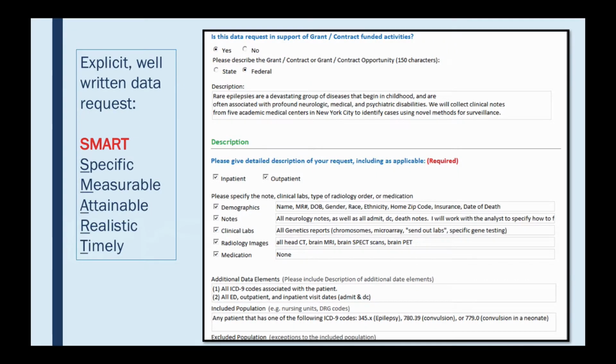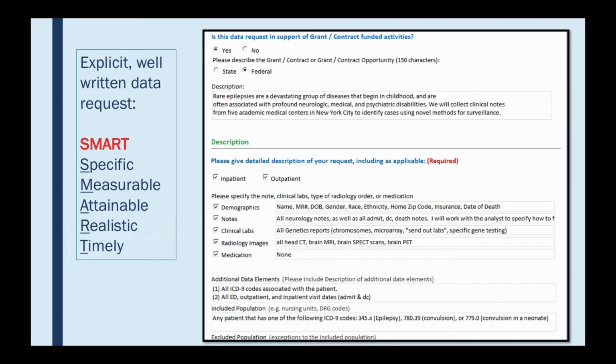Here's an example of a well-written data request form. Note how explicit the request is. The SMART acronym, invented by the track committee, reminds the requester of the key attributes of a well-written request. First and foremost, the data request is specific: patients with CHF and not patients with heart disease, for example. Second, the data of interest must be measurable. There are various attributes of a patient's record that you would like.